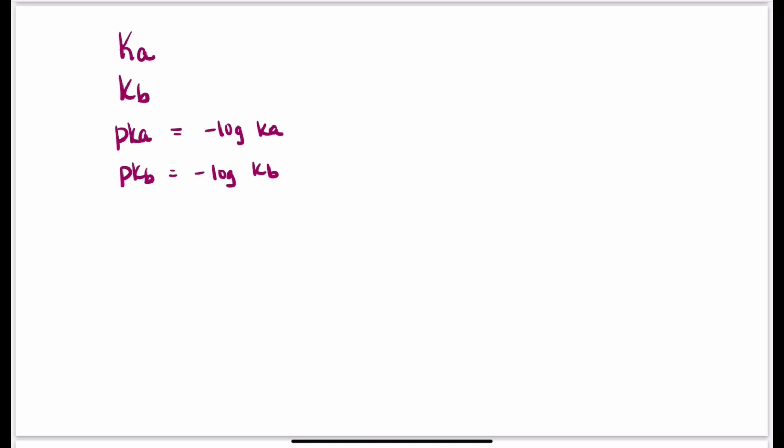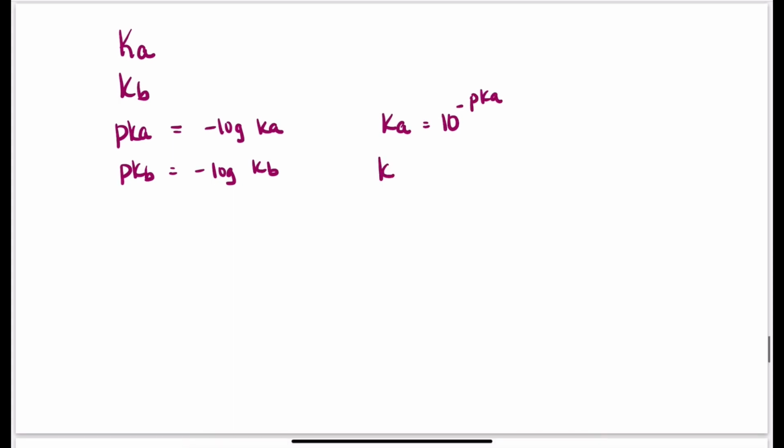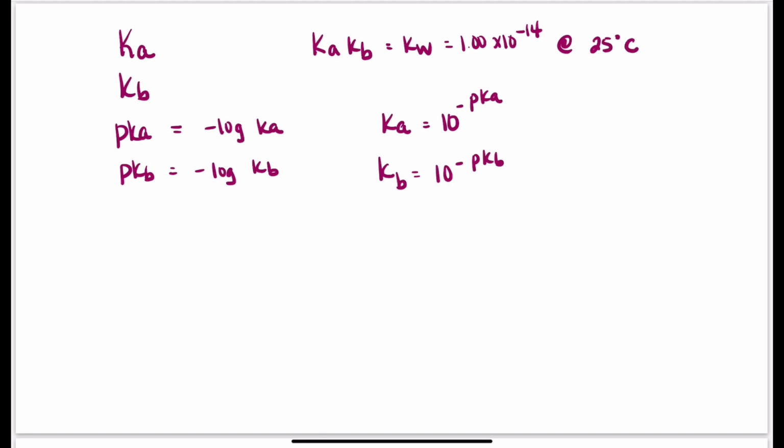So to get to Ka, 10 to the negative pKa gives me my Ka value. To get to Kb, 10 to the negative of my pKb value gets me to my Kb. And then, of course, Ka times Kb equals Kw, which is 1.00 times 10 to the negative 14 at 25 degrees C. Hope this helps clarify some of it and see some of the conversions that you're going to see in a lot of the practice.